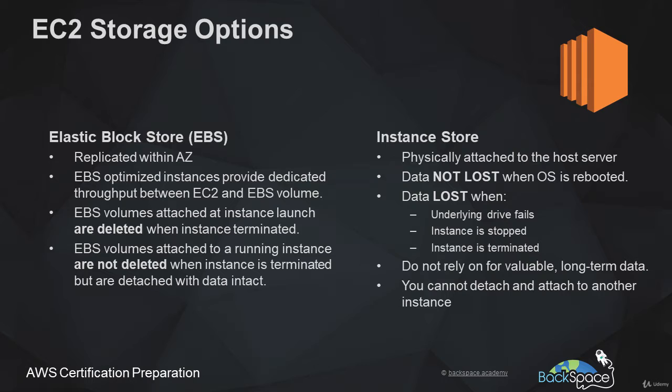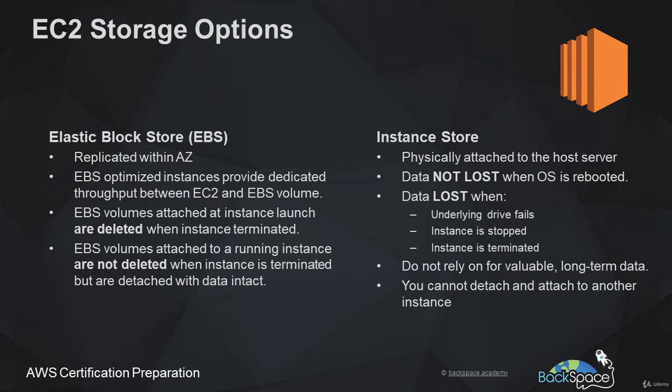So there are a number of EC2 storage options. The first one being the instance store. That is physically attached to the host server. Now, when the operating system is rebooted or that instance is restarted, data is not lost. So the data is maintained there, but you need to consider that data is definitely lost when an underlying drive fails, or if you have an EBS backed instance, if that is stopped.